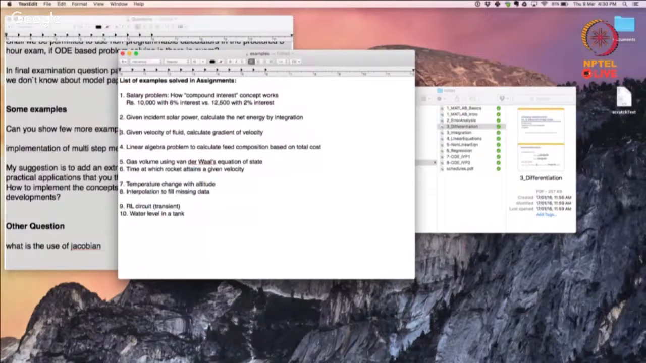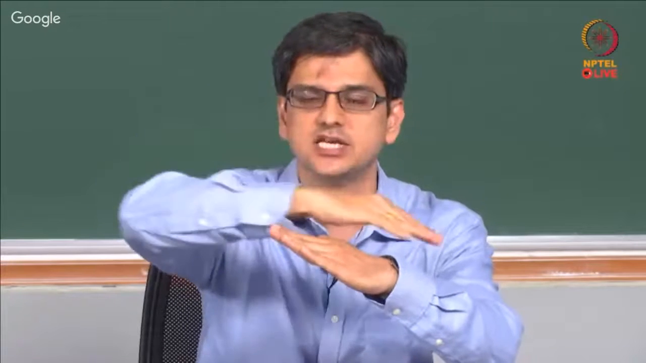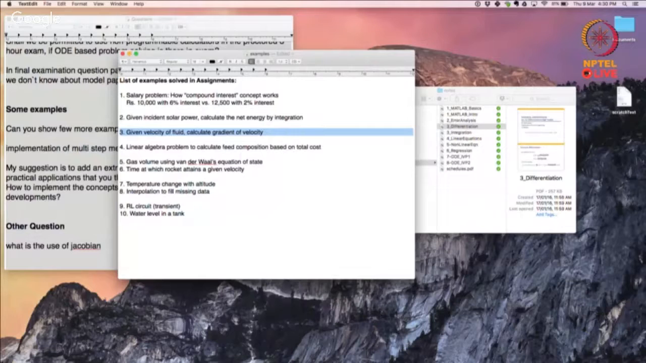The other set of problems was numerical differentiation. Given the velocity of a fluid, how do you calculate the gradient of that velocity? When a fluid flows over a flat plate, the velocity at the plate is 0, the velocity far away from the plate is equal to the free-stream velocity, and the velocity changes smoothly along this region. We were to find the gradient of that velocity, and it was found using numerical differentiation.